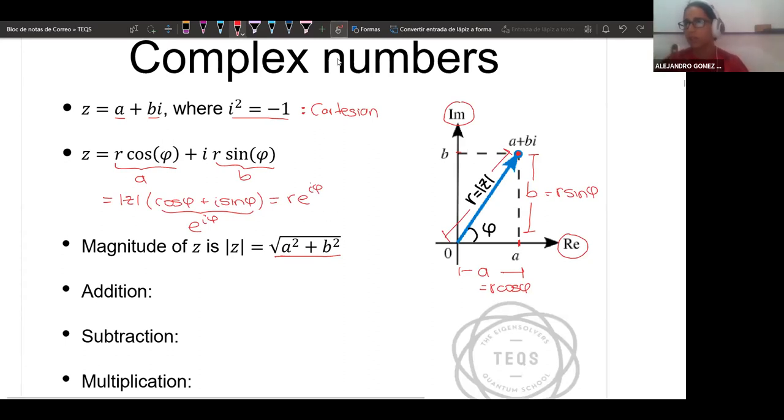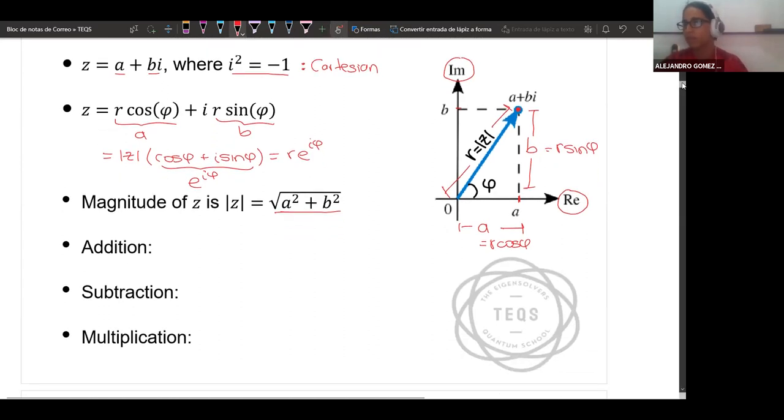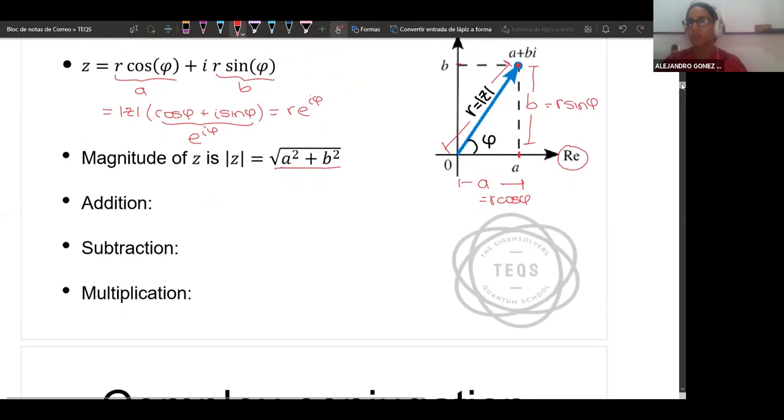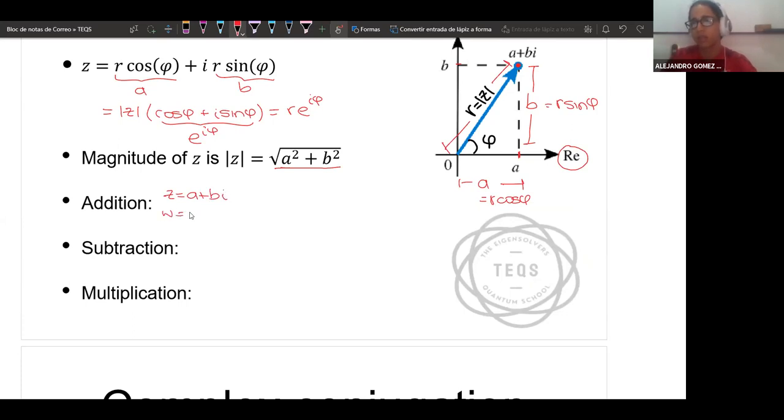Fine, so we have numbers, so we can make some simple operations between them. One of them is the addition. We have two complex numbers. The first one is z equals a plus bi. Let's say the second one is c plus di. So we have those two numbers. We can add them, we can subtract them, and we can multiply them.